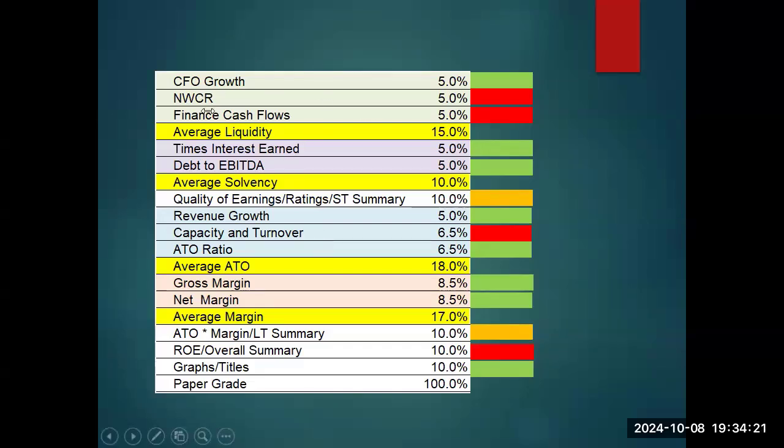So the hardest ones are net working capital and talking about the free cash flow, the capacity versus turnover, and then the ROE at the end. Those are the ones that are most difficult to get through.